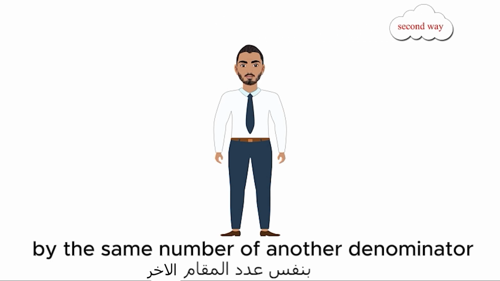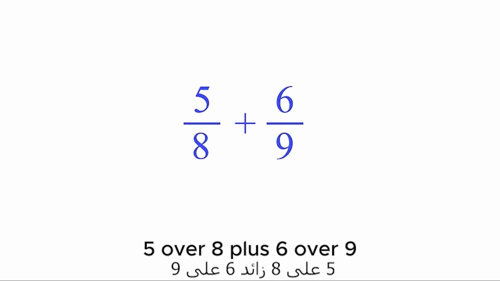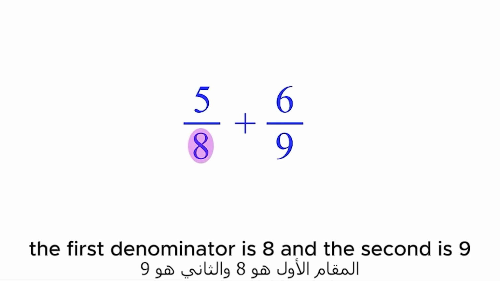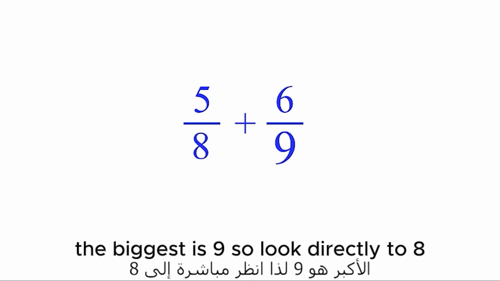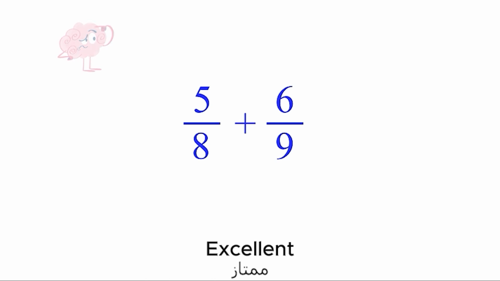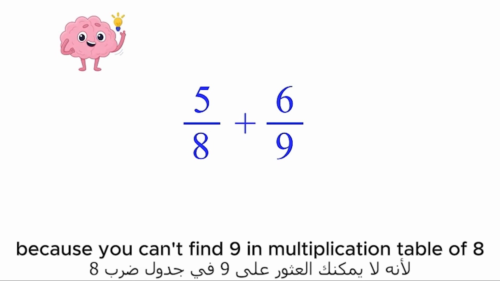Example, 5 over 8 plus 6 over 9. Let's think as previously. The first denominator is 8 and the second is 9. The biggest is 9, so look directly to 8. Ask yourself, how can I change 8 to 9? Excellent, you can't change, because you can't find 9 in the multiplication table of 8.